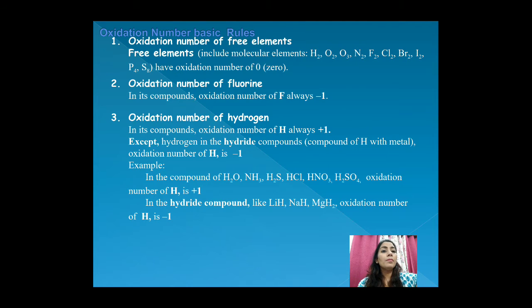Now, oxidation basic rules. Number 1, oxidation number of free elements. It is well known that the oxidation number of free elements will be 0, like hydrogen, oxygen, nitrogen, etc., in any form, even ozone. Then the oxidation number of fluorine is -1. Oxidation number of hydrogen: generally in compounds, hydrogen always shows +1. But in the case of hydrides, it shows -1.